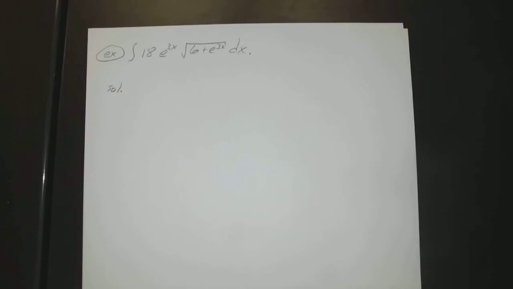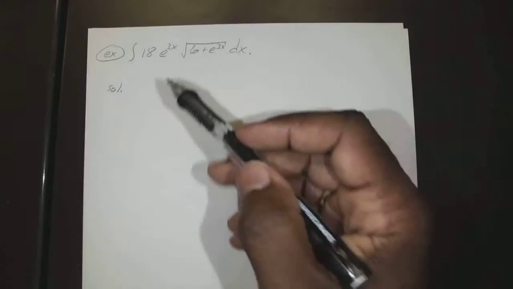Okay, so with this one, our goal isn't to make it e to the u du, because we have too much going on there to convert it to that. But instead, this square root lets us know that we're going to make it into u to the 1/2 power.